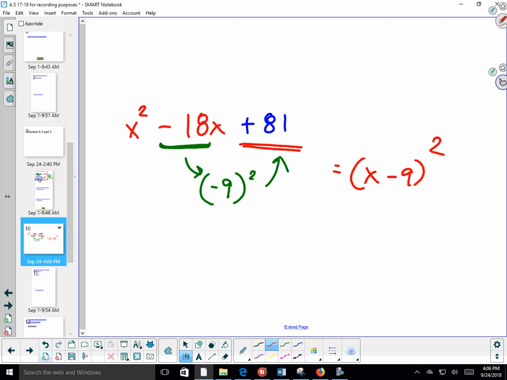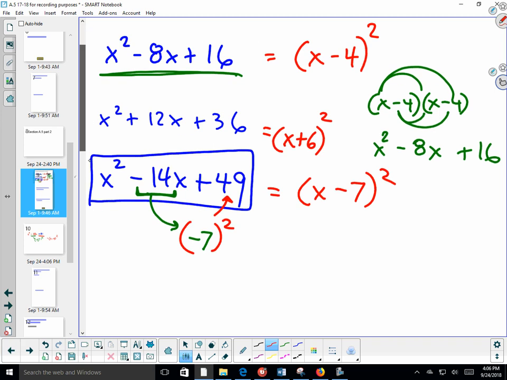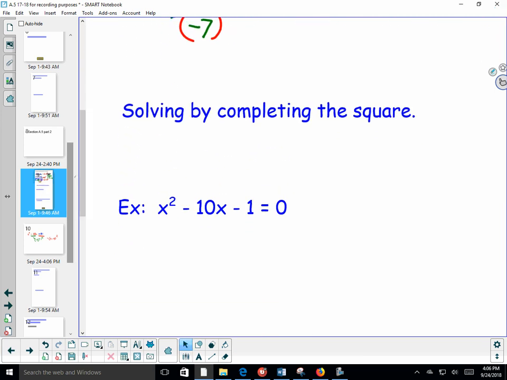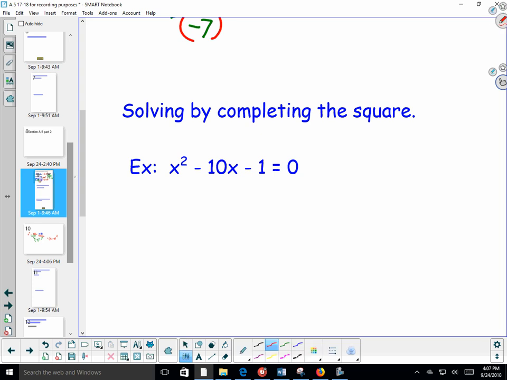All right, so let's go back and take a look at how we're going to use this idea to solve quadratic equations. If I wanted to solve this quadratic equation by completing the square, the first question I would ask myself is, is this trinomial right here a perfect square trinomial? Does it fit that pattern? If I take negative 10 and divide it by 2, I get negative 5. If I square that, well, that's not minus 1.